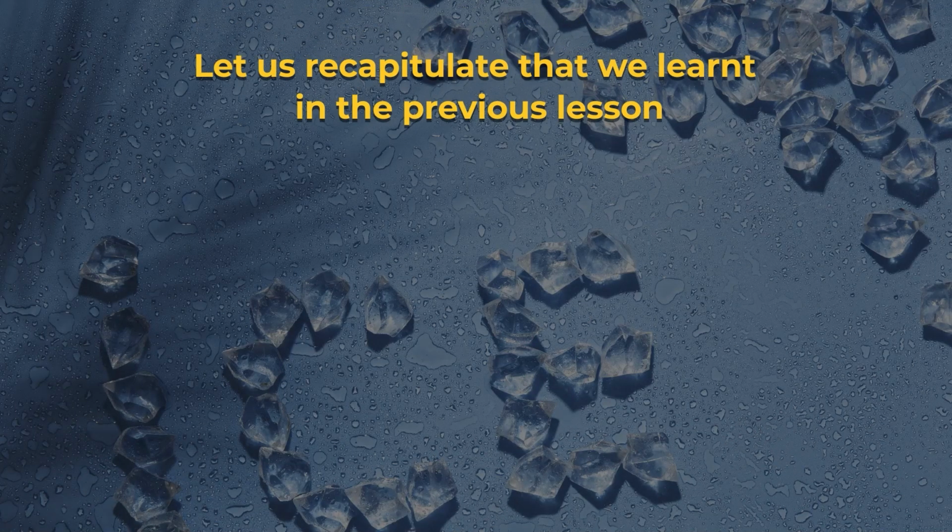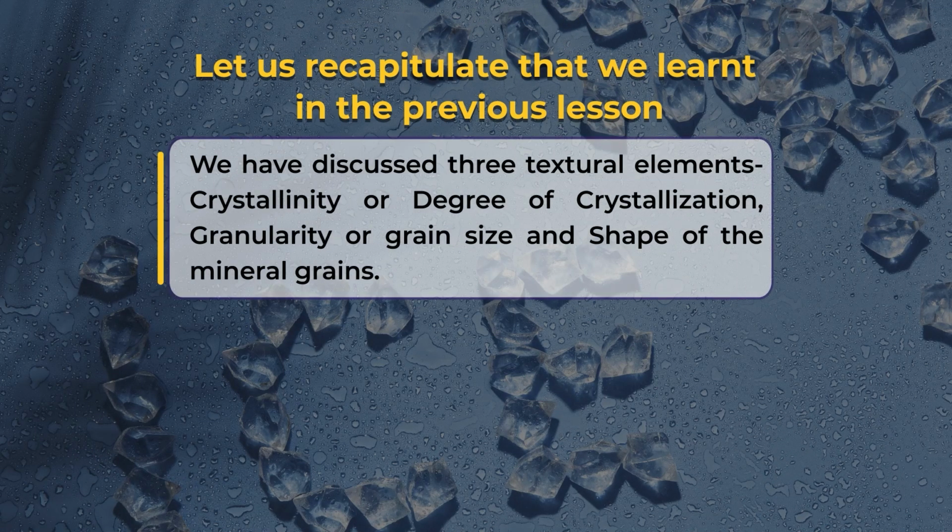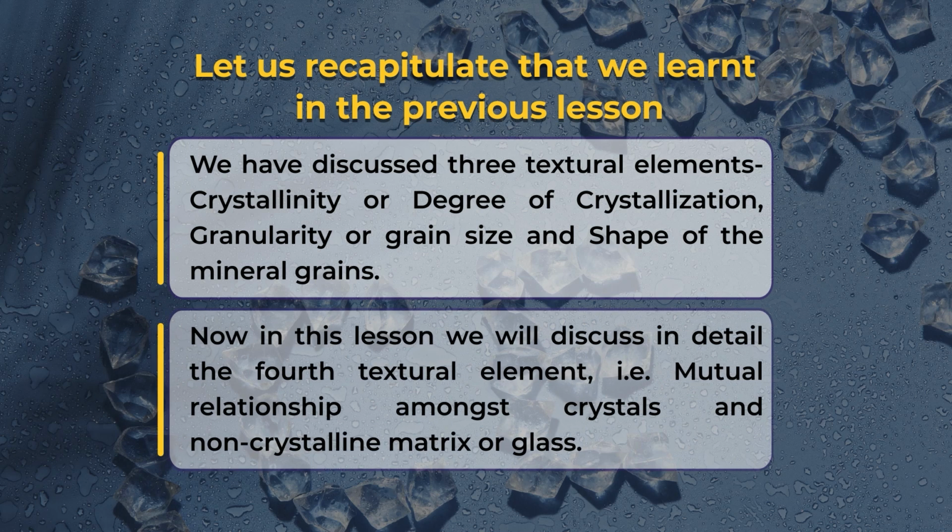Let us recapitulate what we learned in the previous lesson. We have discussed three textural elements: crystallinity or degree of crystallization, granularity or grain size, and shape of the mineral grains. Now in this lesson we will discuss in detail the fourth textural element, which is the mutual relationship among crystals and non-crystalline matrix or glass.